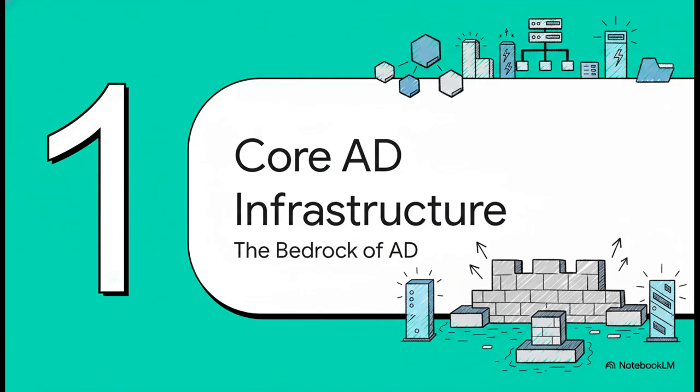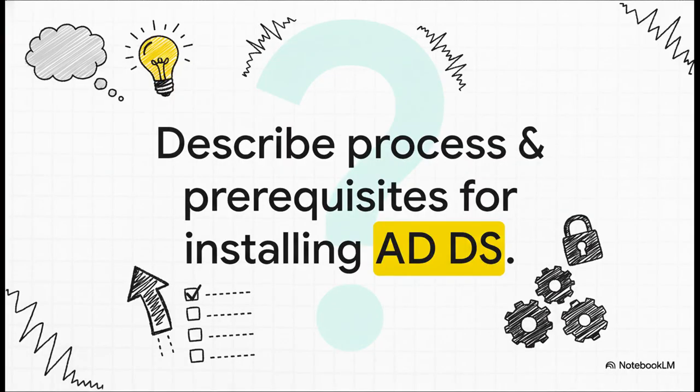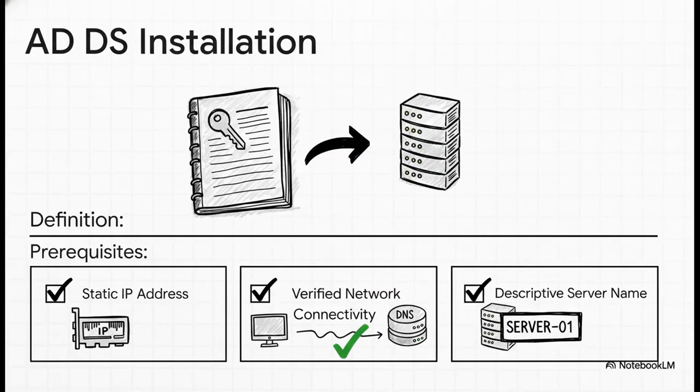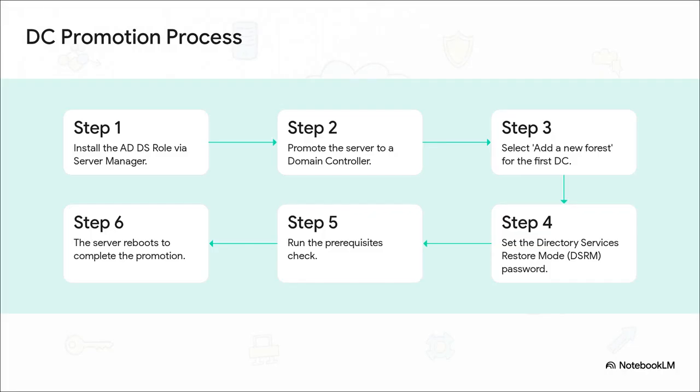Okay, let's get into our first section. We're talking about the absolute bedrock of any AD environment. Take a second. How would you answer this one? So a solid answer starts by defining ADDS as that central database, the phone book for the network, that manages access. And a domain controller, or DC, is simply the server running it. Then you've got to mention the 3 non-negotiable prerequisites you see here: a static IP, solid network connectivity, and a good descriptive server name.